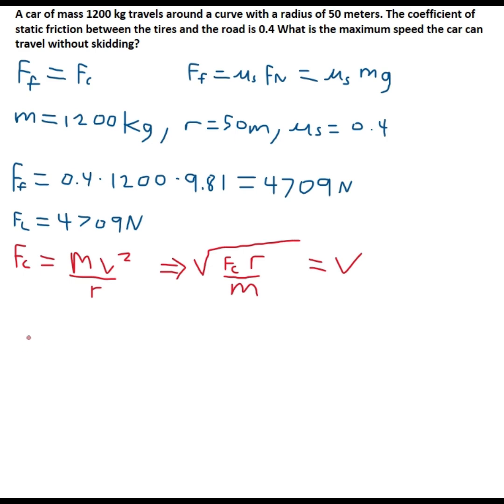Now let's plug in the values that we've solved. So we have 4,709 newtons multiplied by 50 meters divided by 1,200 kilograms. And then we take the square root of the entire thing. And that gives us our velocity, which we find is equal to about 14 meters a second. So 14 meters a second will be the maximum speed that the car can travel around the curve without skidding.